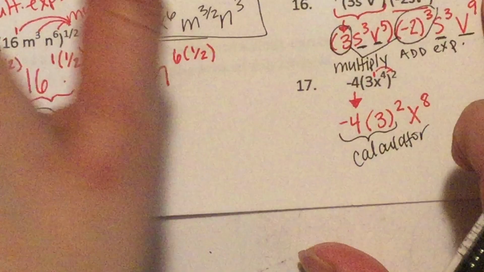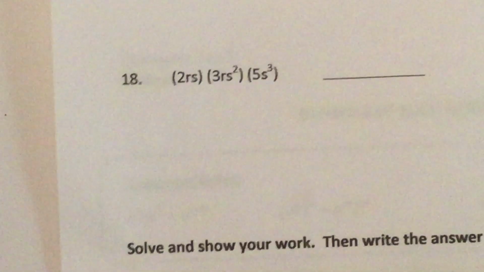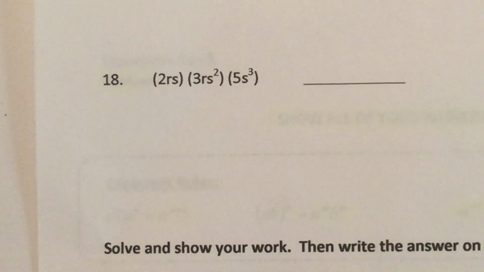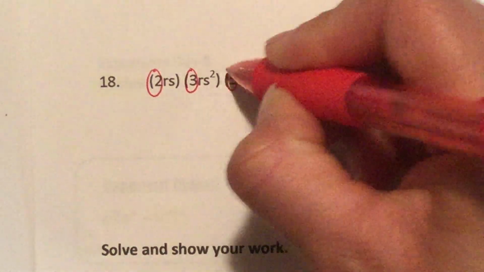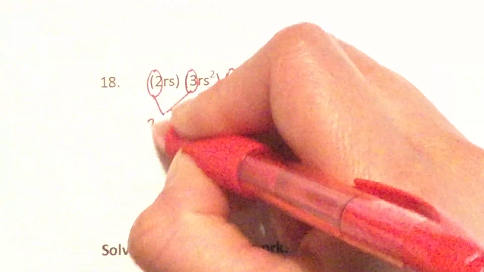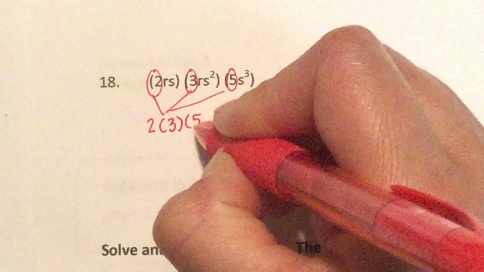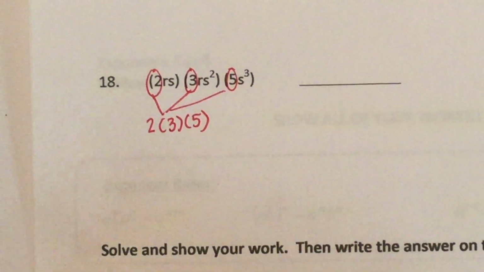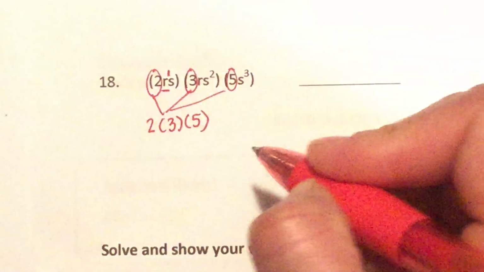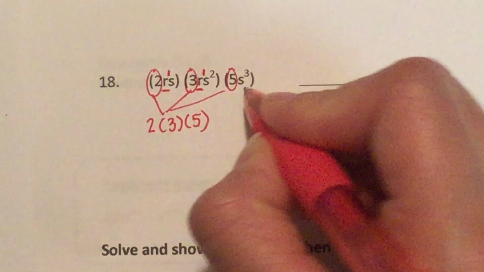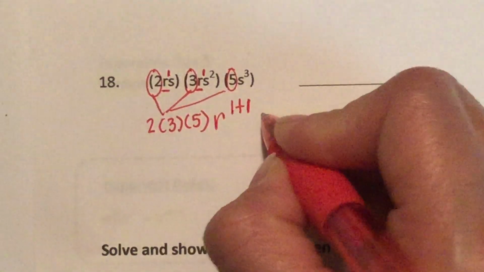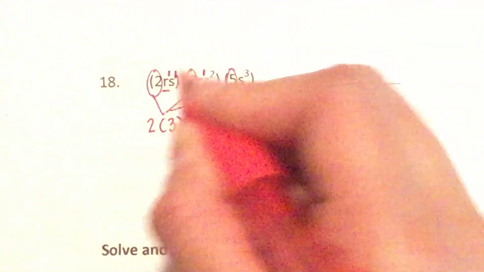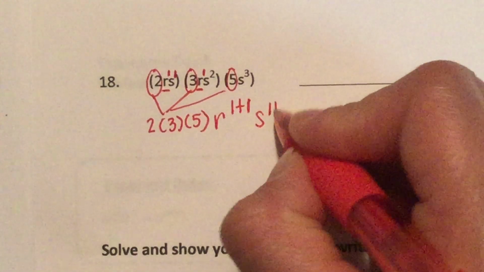All right, next page. For number 18, you have 3 terms and it's all multiplication, so you're going to take your coefficients here, your constants, and multiply 2 times 3 times 5. Now you're going to take your variables. Your variables are r exponent 1, r exponent 1, and there's no more r's, so r to the first power plus 1. S, you're adding all your exponents. 1 plus 2 plus 3.